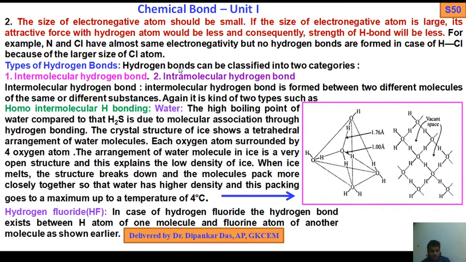I think you understood. The size of the electronegative atom should be small. As you know, among the most electronegative elements, its size is least among nitrogen and oxygen. From left to right along the period, size decreases because of effective nuclear charge. So the size of the electronegative atom should be small.